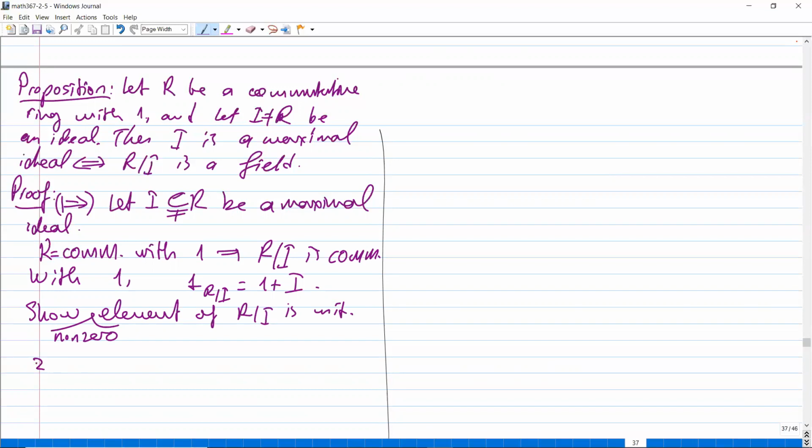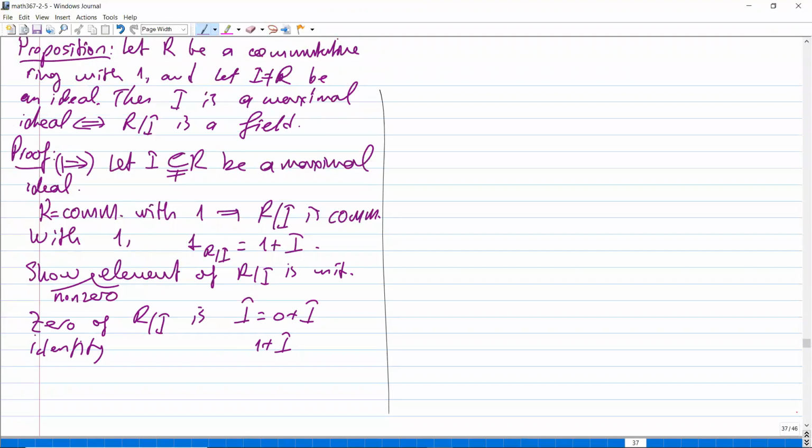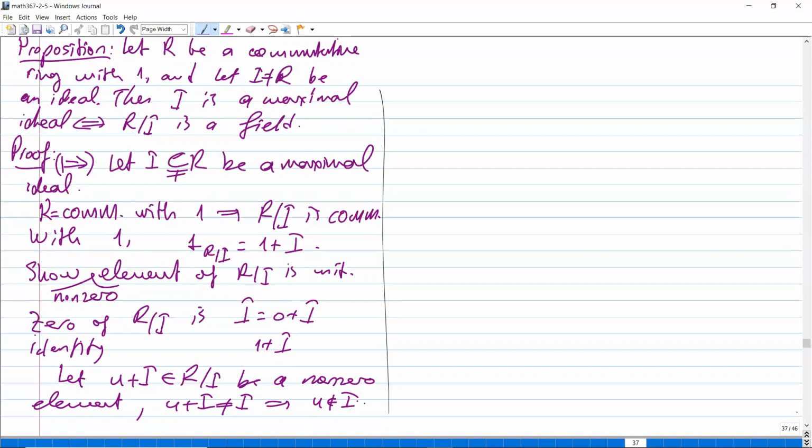So remember, the zero element of R over I is I itself, or 0 plus I, if you like. That's the 0 element. And the identity is 1 plus I. Okay, so let U plus I in R over I be a non-zero element. So that U plus I is not equal to I. That means U is not in I.